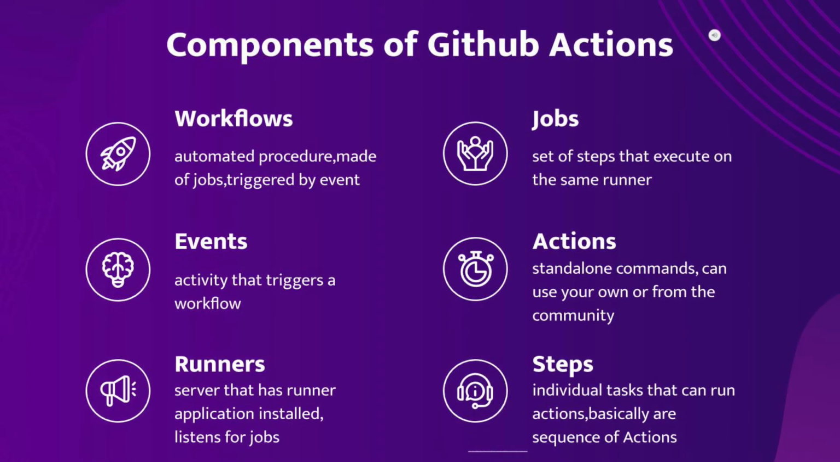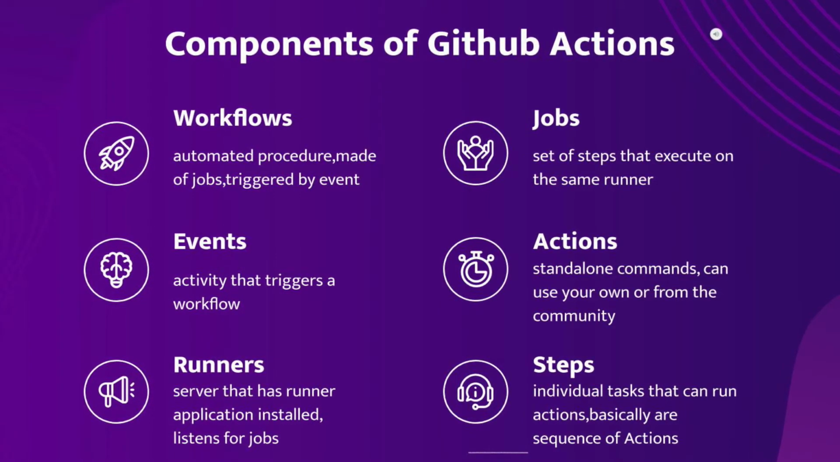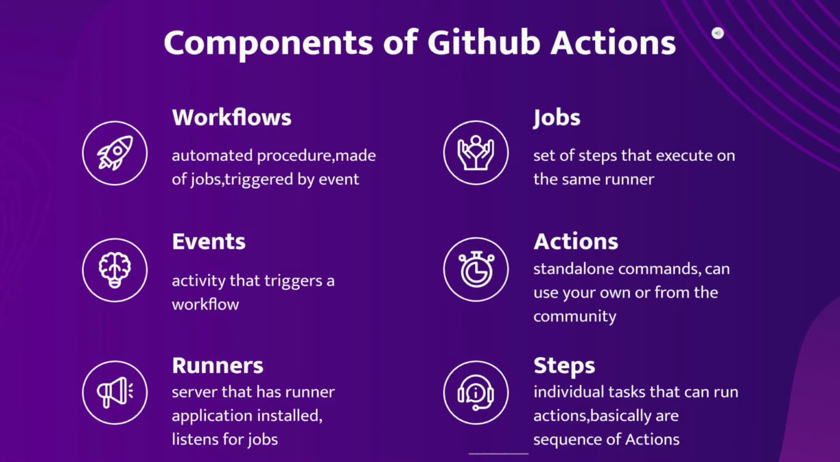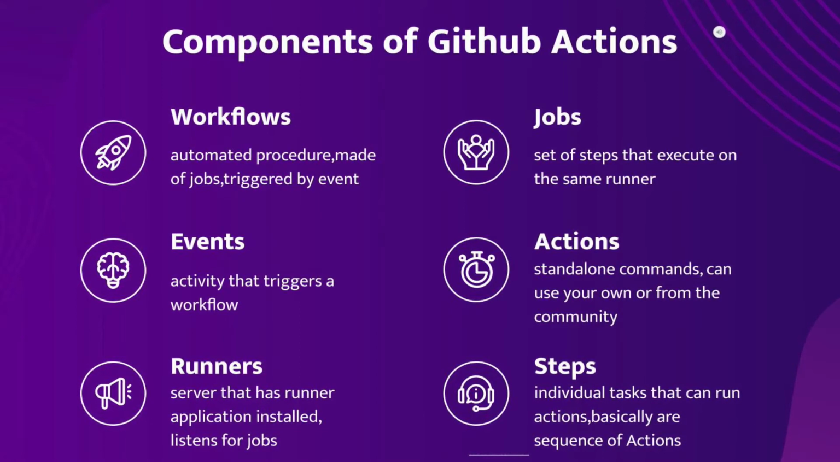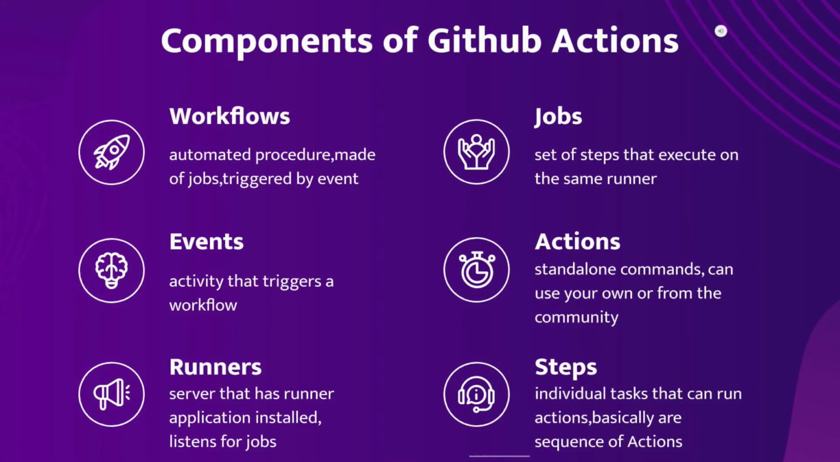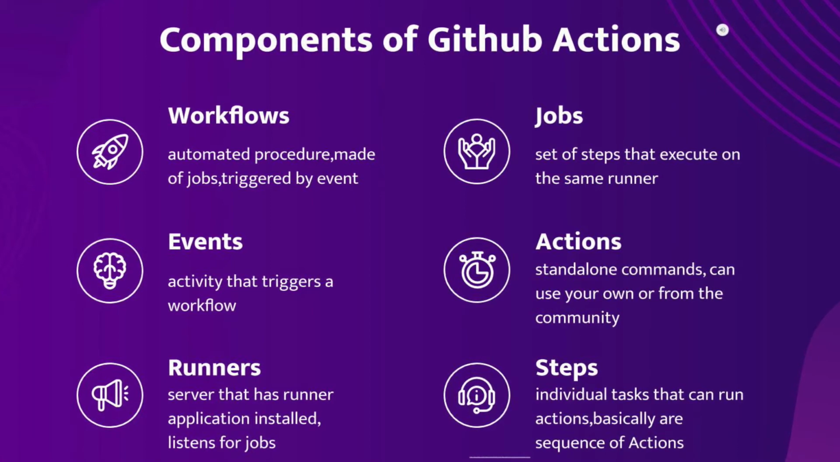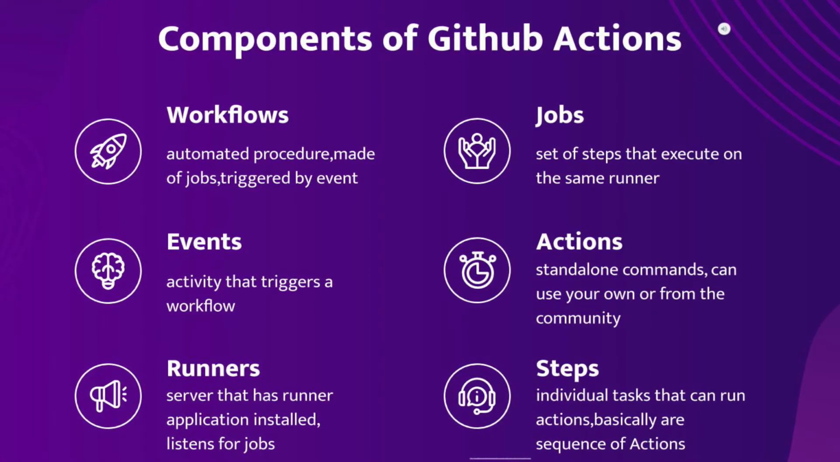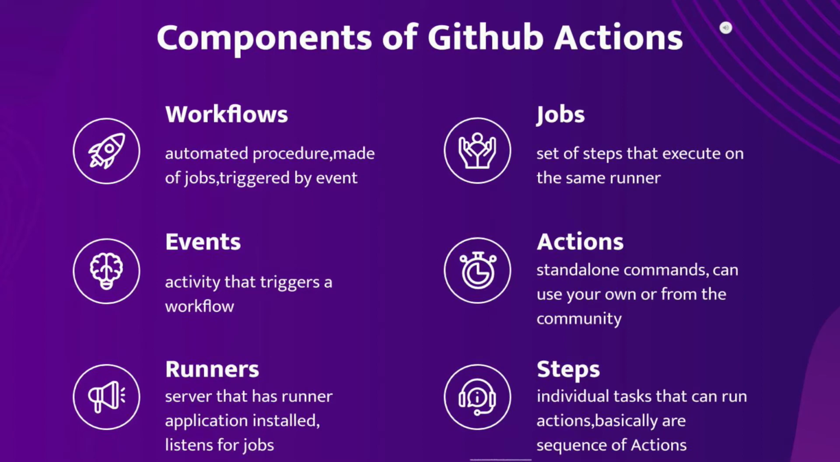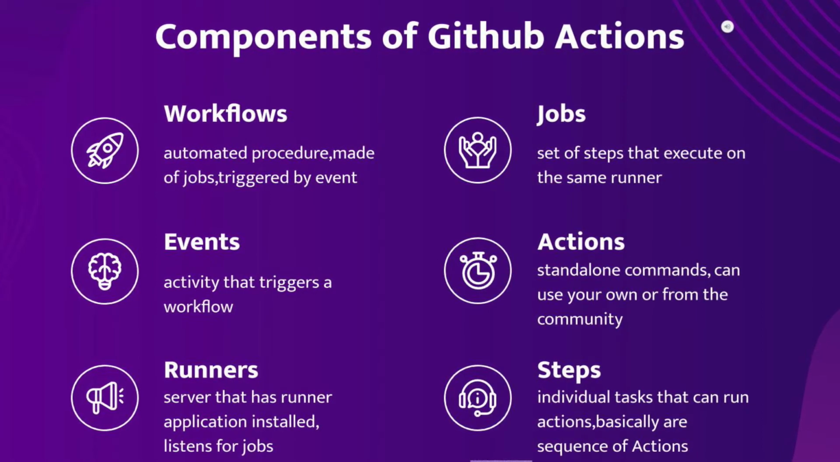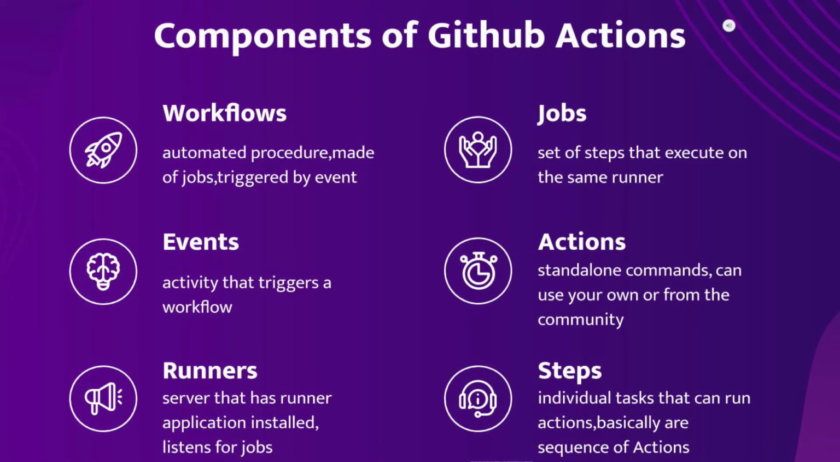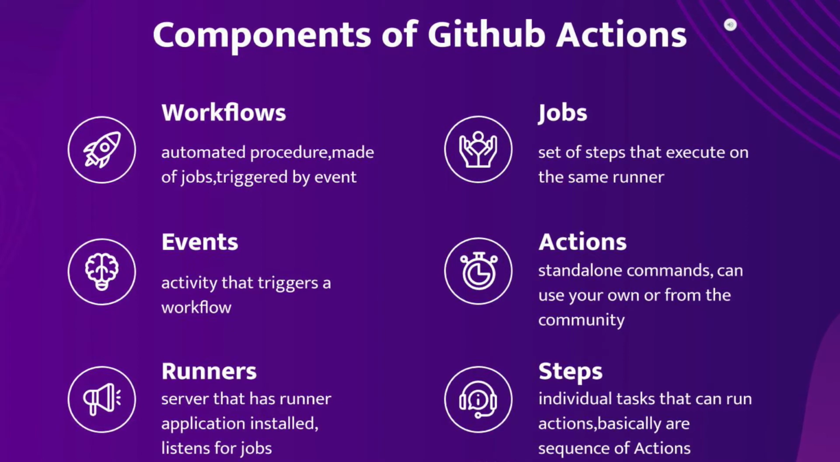A step is an individual task that can run commands, known as actions. That's why the actions in the same job can share data with each other. A runner is a server that has a GitHub Actions runner application installed. A runner listens for available jobs, runs one job at a time, and reports the progress, logs, and results back to GitHub. GitHub hosted runners are based on Ubuntu Linux, Microsoft Windows, and macOS.